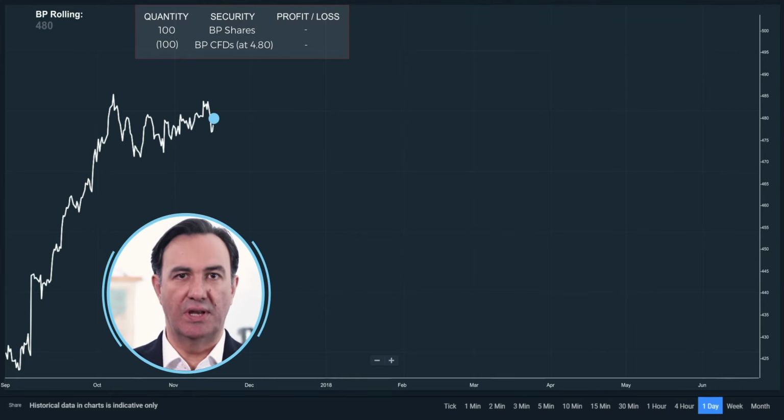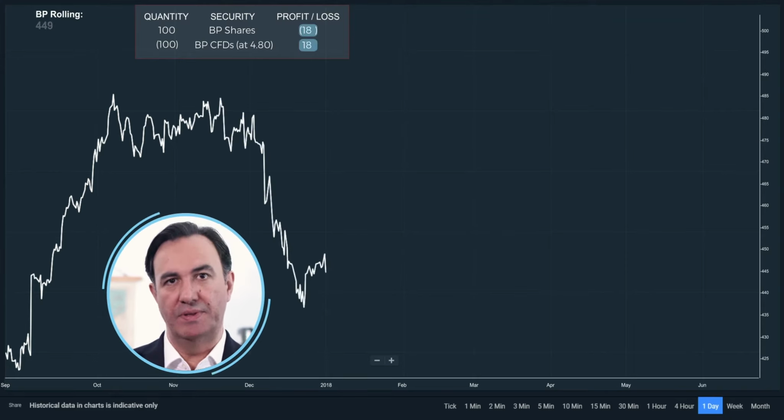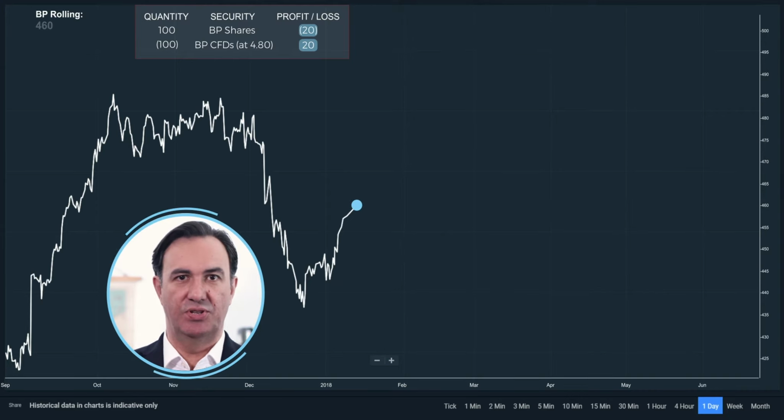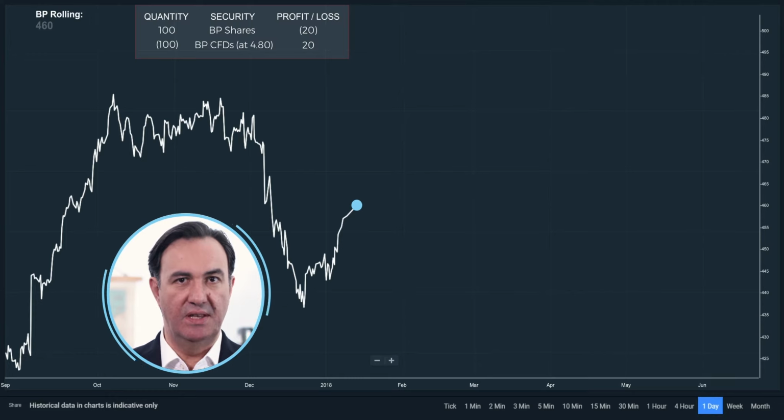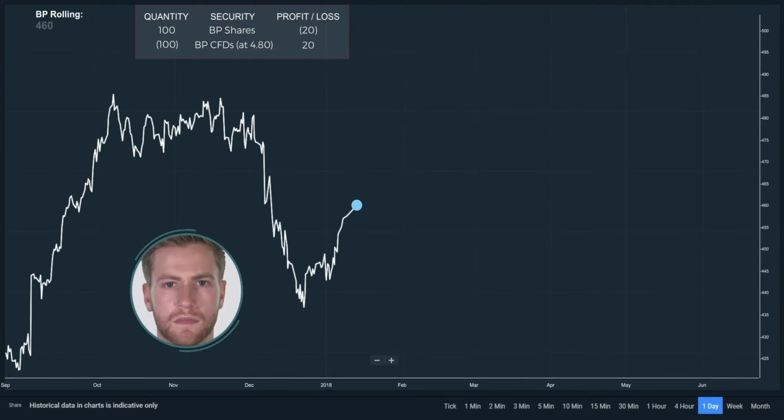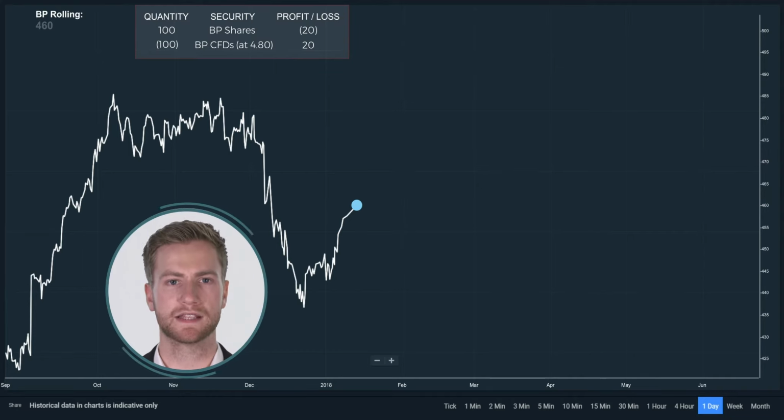Let's fast forward our chart to see what happens to the price and both positions. If the price falls, the profit on the CFDs offsets the losses on the underlying shares. I see. So it's a way of protecting against falling prices?